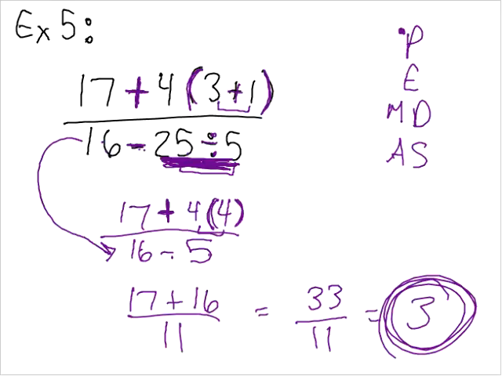So just as a recap, whenever you have a big, huge division bar, you are going to simplify the top, then you're going to simplify the bottom, and then that fraction, if that can be simplified, that's going to be your very last step.